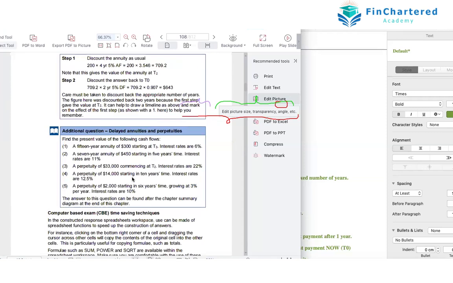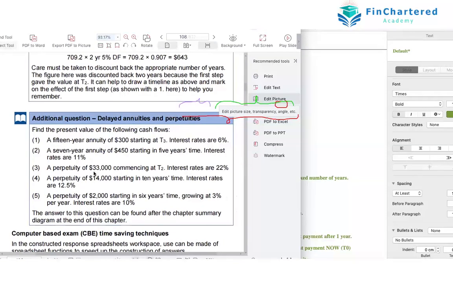It's 3 o'clock. So, for example, a perpetuity of 14,000 starting in 10 years' time. It's a perpetuity, so you will take the perpetuity factor, whatever the perpetuity factor is.